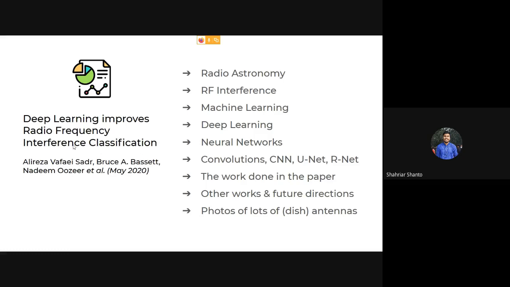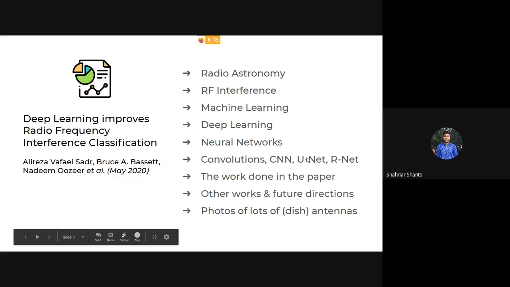But before we go to describe what they did, I will talk about the basics of radio astronomy or the importance of radio astronomy and what is radio frequency interference, then the main ideas of machine learning, deep learning, neural networks, convolutions, and then the work done in the paper and some other works and future directions in research. And this presentation also includes lots of photos of dish antennas.